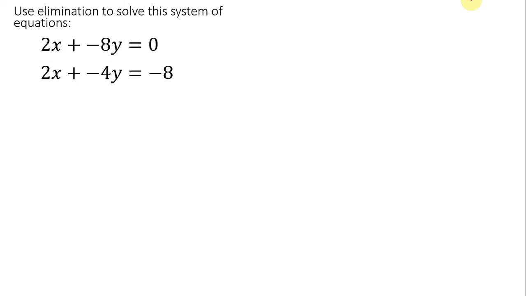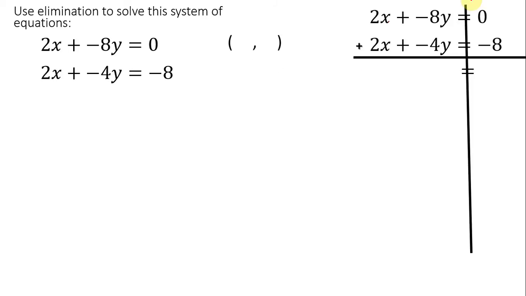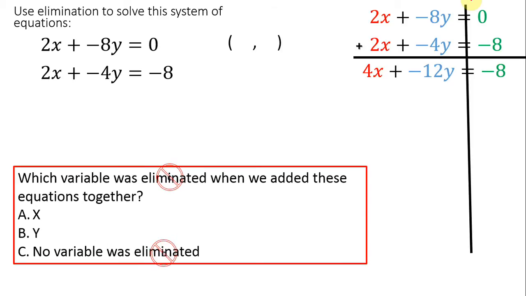Problem 3. Use elimination to solve this system of equations. Which variable was eliminated when we added these equations together? The correct answer is answer choice C. And we can see that here because we have our x's, we have our y's, no variable was eliminated. We still have both variables. So we did not properly do elimination.